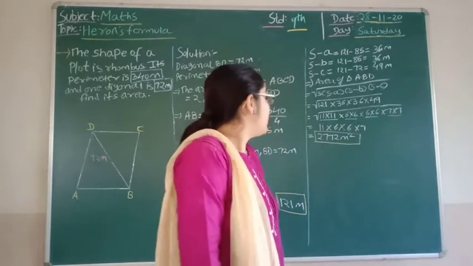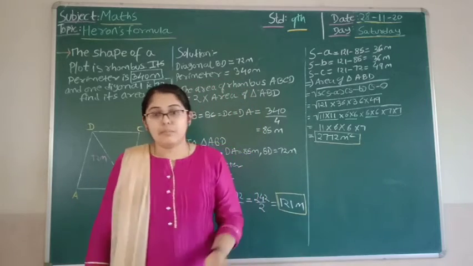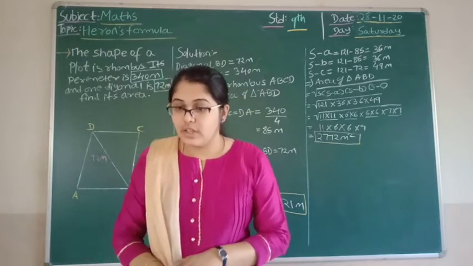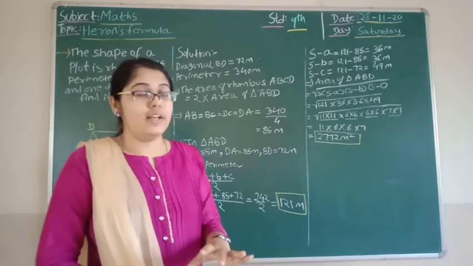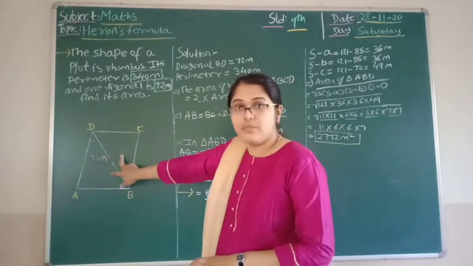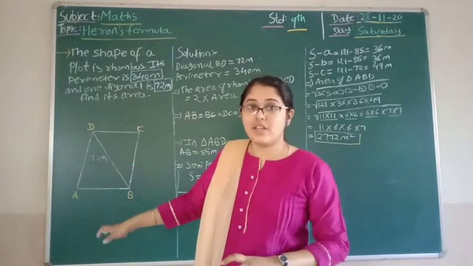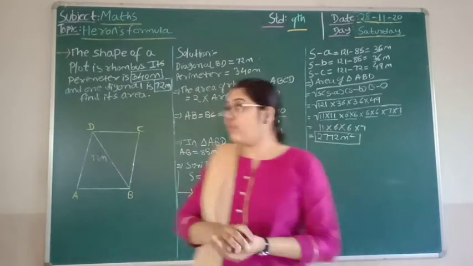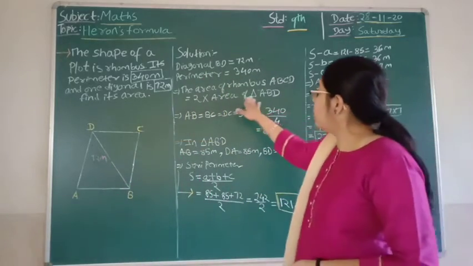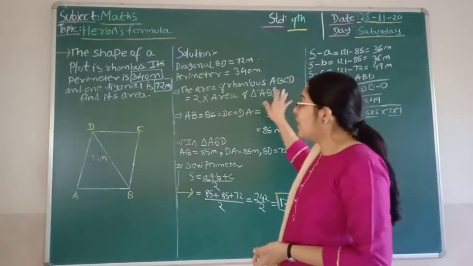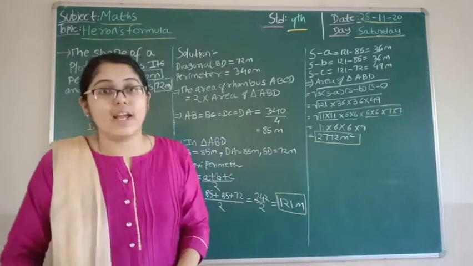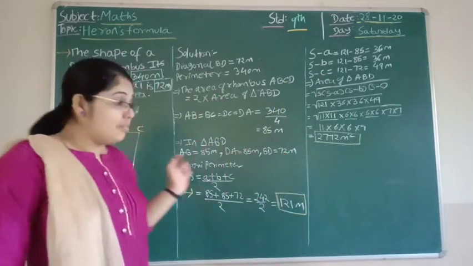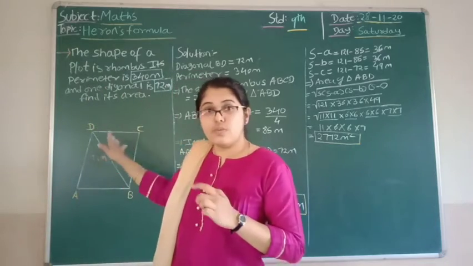So this will be my area for the triangle ABD. Now remember, we said that both the triangles are the same, their areas are the same, their sides are the same. So we have written one of the formulas over here, that is 2 into area of ABD. So applying this formula, we will get the area of the rhombus.